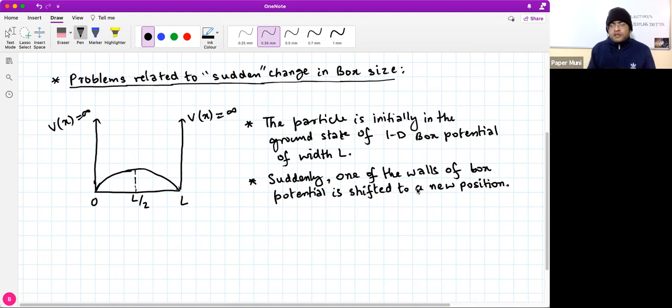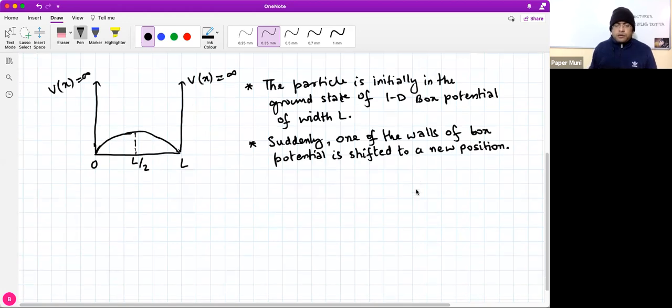But because the walls have been shifted suddenly, the wave function of the particle does not have that much time to change. So the wave function of the particle remains intact as in the initial stages. But the box size changes, and when the box size changes, the potential completely changes, because the energy eigenfunctions and energy eigenvalues are affected. So the question is: what is the probability of finding the particle inside the new potential in the ground state? How to solve this?